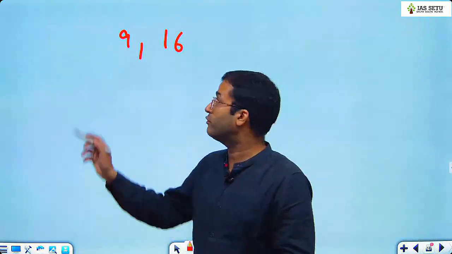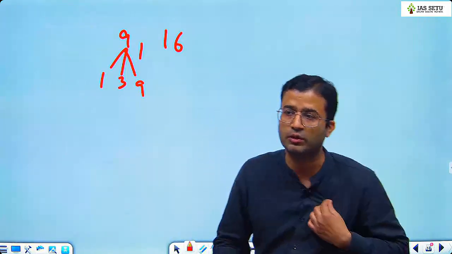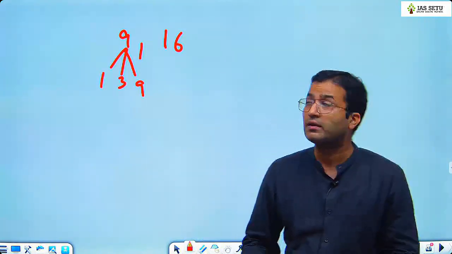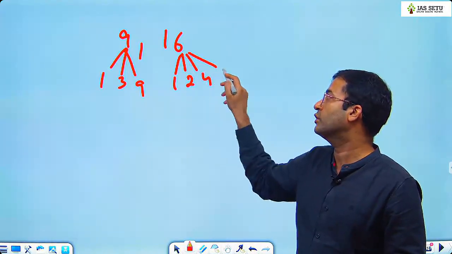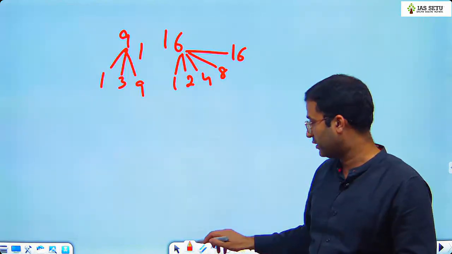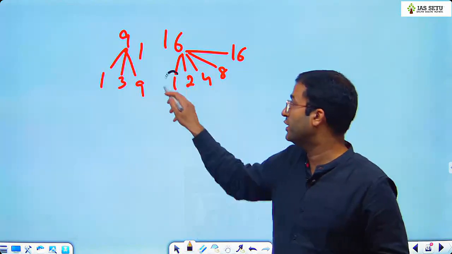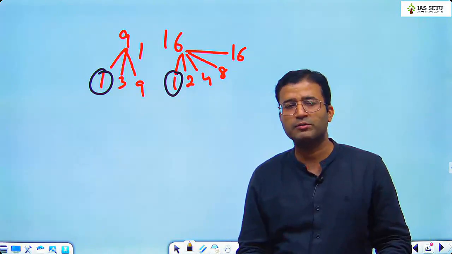What are the factors of 9 we have? 1, 3, 9. Who said 6? What are the factors of 16 we have? 1, 2, 4, 8, 16. Tell me the common factor. Only one. Don't say "one", say "only one".